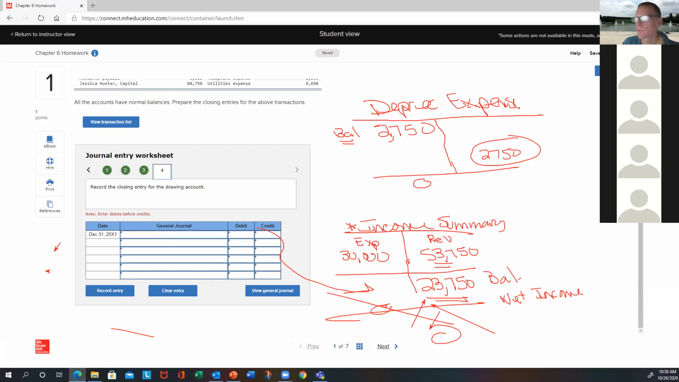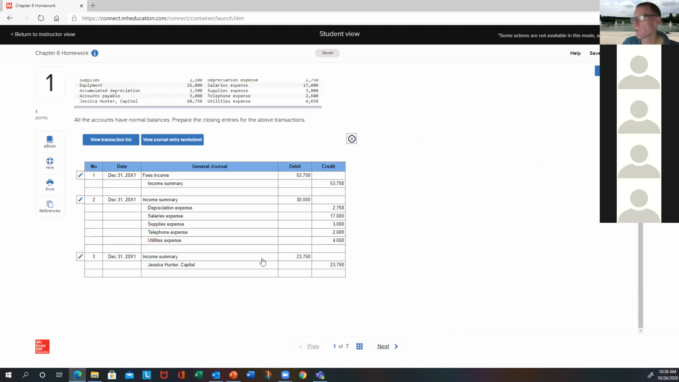Okay. So just to kind of recap, if I look at the journal right so far, notice we've got step 1, which is closing out base income, your revenue. Step 2, close out your expenses. And then step 3, close out income summary. That's where we're at right now.